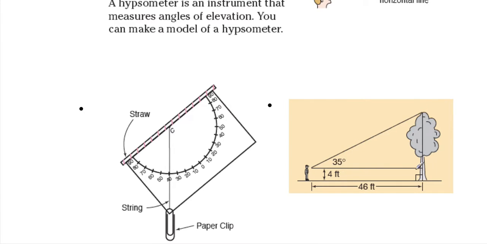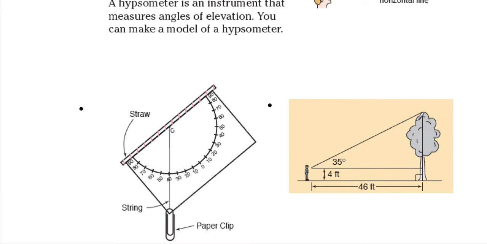Be sure though that you know the distance between you and the tree. In this case, it's 46 feet, and let's say the ground to your eye is 4 feet. So you can now more or less measure the height of your tree from there. In this case, the guy measuring the tree measured it using a hypsometer, and the angle of elevation is 35 degrees.